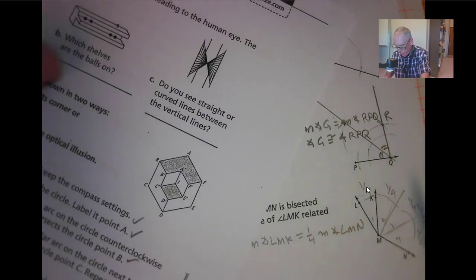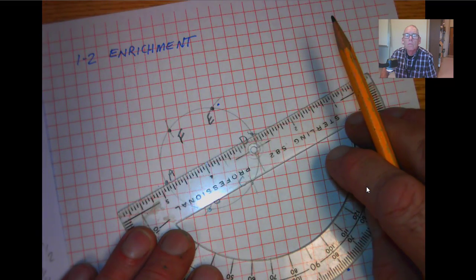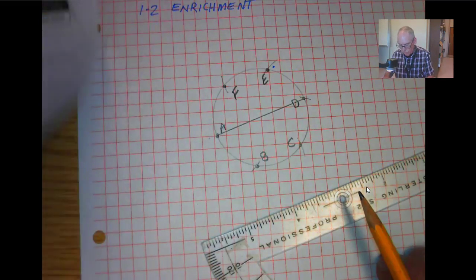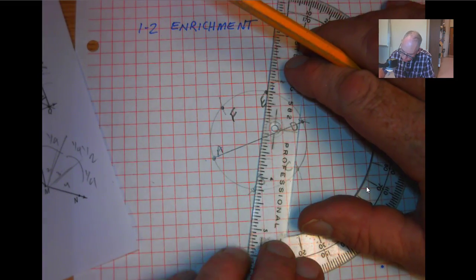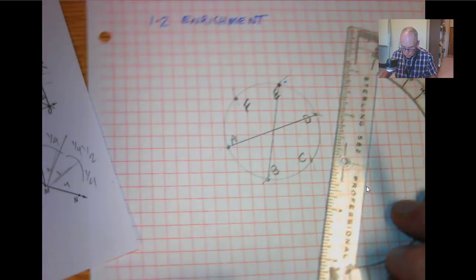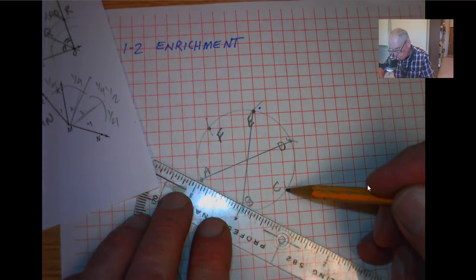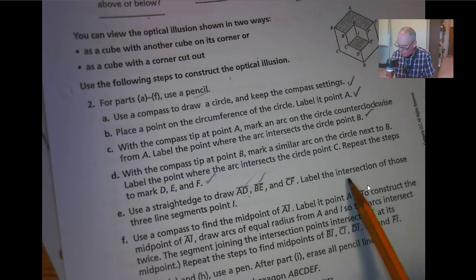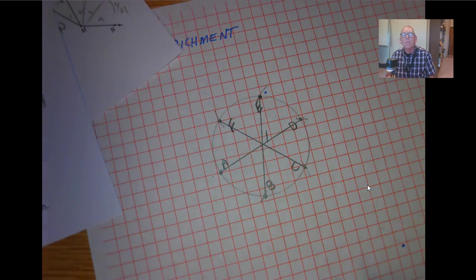So use a straight edge to draw those segments, A to D. Then we're going to draw B to E. And then we're going to draw C to F. They want you to use pencil on this because we're going to end up erasing some of the construction lines to get the 3D effect. And we're going to mark that intersection point in the middle I.